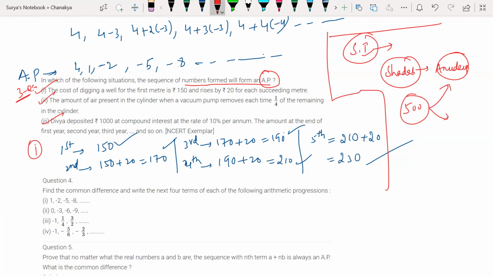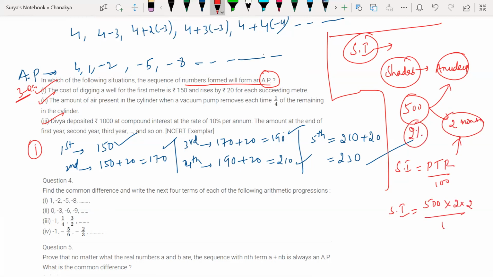After 2 months, Shadab is going to pay Anujit. For these 2 months, you are going to pay with interest. The simple interest formula is PTR by 100, so simple interest I have to find out. What is P here? P means principal, 500 rupees, into time. Time is 2 months, into R, at a rate of 2%. At the rate of 2%, you are taking money, so 2% divided by 100.